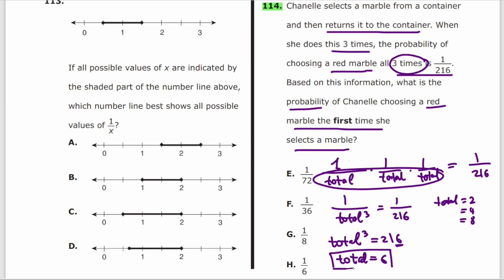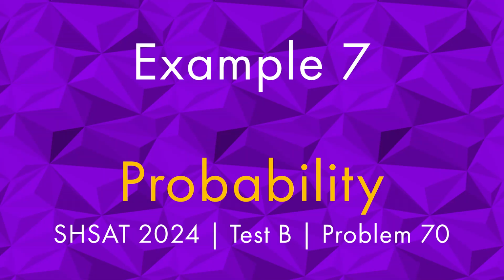You can find the extended times table link in the description to this video. So total is equal to 6. 6 means total 6 marbles, right? So total marbles is 6 and red marbles is 1. So what is the probability of choosing a red marble the first time she selects a marble? Is just 1 out of 6. The answer is H.